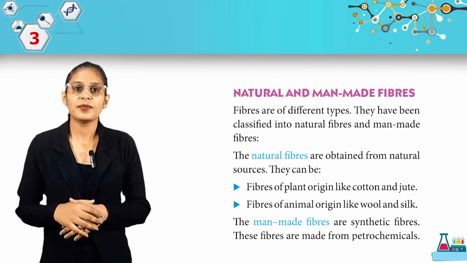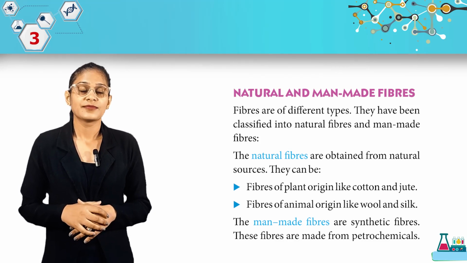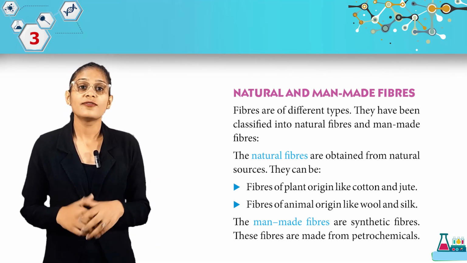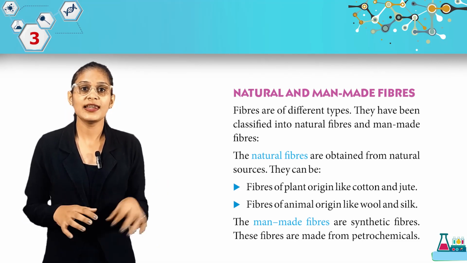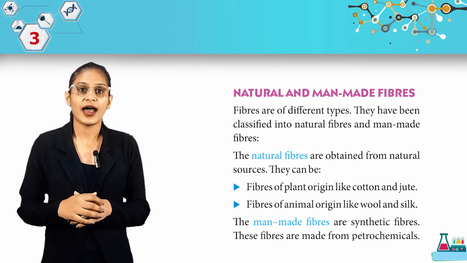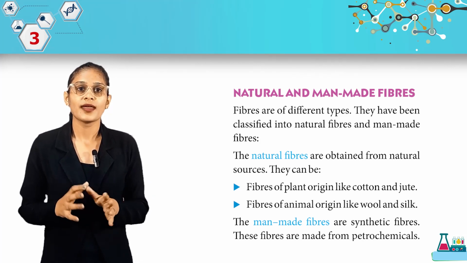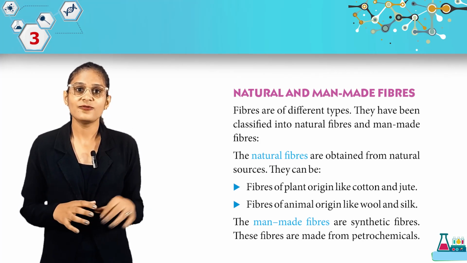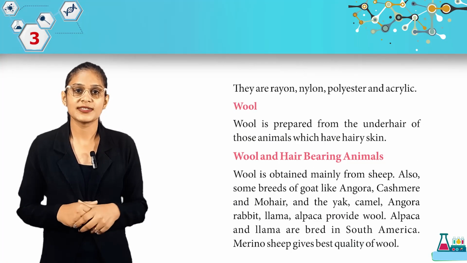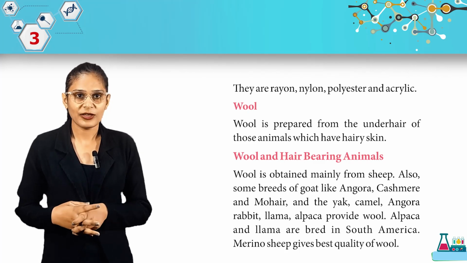The natural fibers are obtained from natural sources. They can be, look here, fibers of plant origin like cotton and jute, fibers of animal origin like wool and silk. The man-made fibers are synthetic fibers. These fibers are made from petrochemicals. They are rayon, nylon, polyester and acrylic. So students, these are some types of man-made fibers.